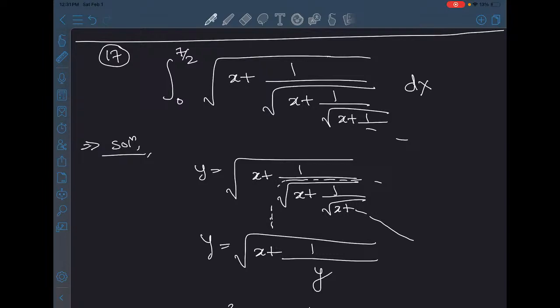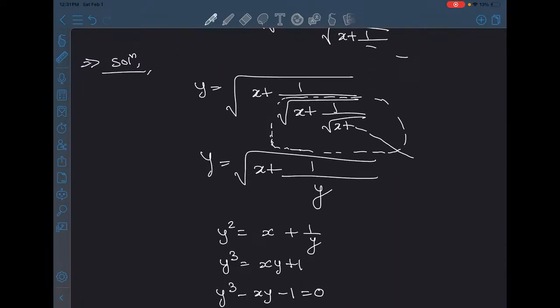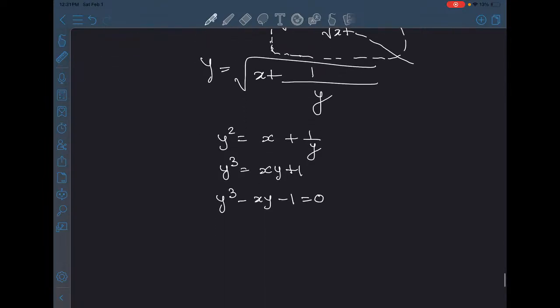Okay, good. What we were doing was we first labeled this integral function as y, and then we noticed that this lower half was also y, so it becomes y equals the square root of x plus 1 over y. Then y squared equals x plus 1 over y, and then y cubed equals xy plus 1, and then y cubed minus xy minus 1 equals 0, right?